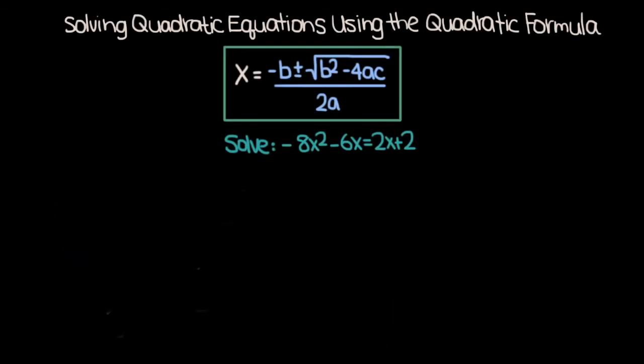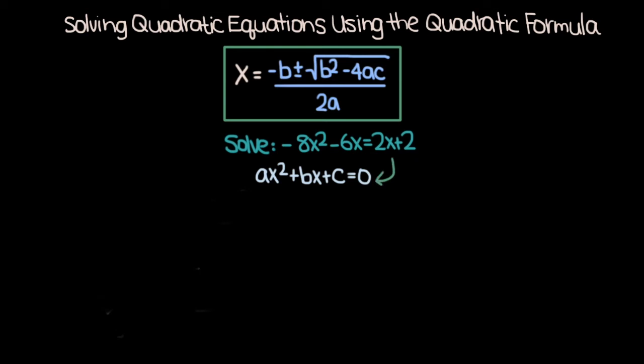Alright, so here is the second example. We want to solve the quadratic equation negative 8x squared minus 6x is equal to 2x plus 2 using the quadratic formula. And you might notice that this equation is not in the form we're used to. The general form for a quadratic equation is ax squared plus bx plus c equals 0. So before we apply the quadratic formula to this equation, let's convert it into this form.